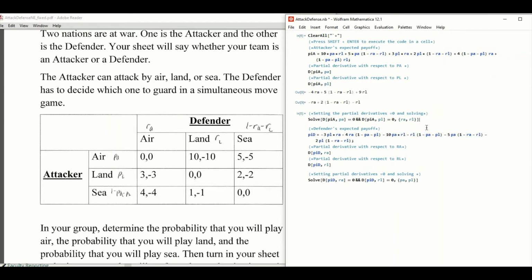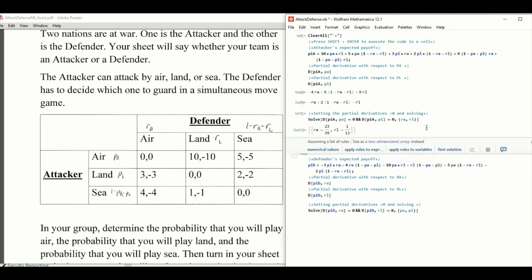So I press Shift and Enter in that block to make that code run. And now I've got RA and RL. That was way easier than doing all that algebra.